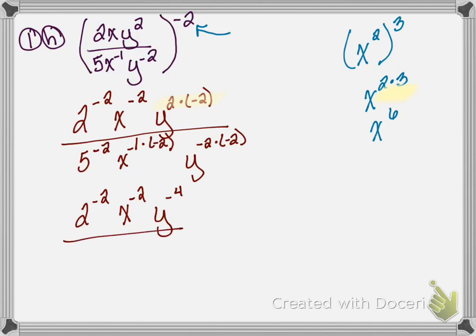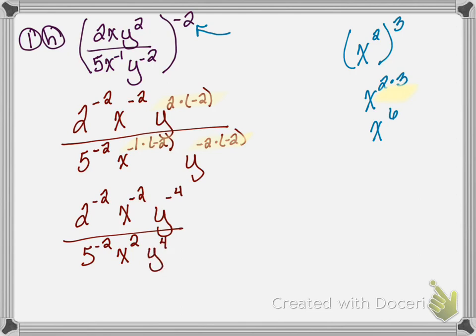Okay, let's do the denominator. 5 to the negative 2. Okay, then I have x to the negative 1 times the negative 2. That makes that positive 2. So I have x to the positive 2. Same thing's going on with the y. Negative 2 times negative 2, that is going to be y to the 4th.